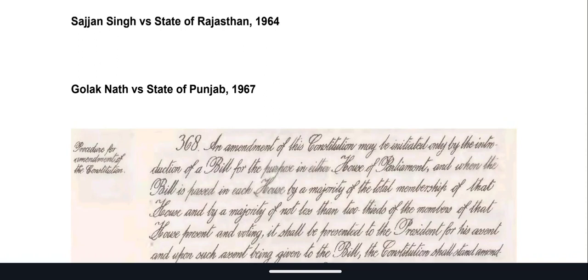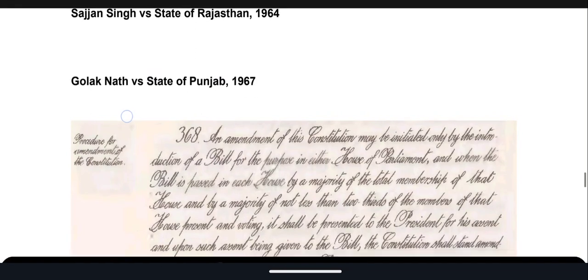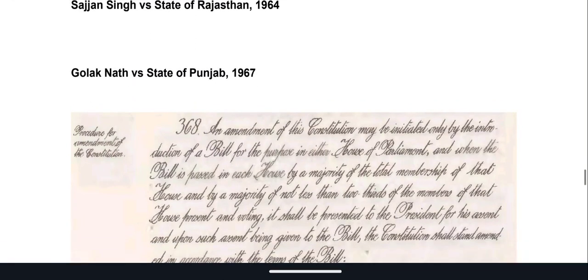Now, in Shankari Prasad, I concluded that the constitutional amendment is not an ordinary law. Let us assume I prove that the constitutional amendment is also an ordinary law, can it take away or abridge the fundamental rights? No, it cannot do that. So the constitutional amendment got relief only because the Supreme Court said that the parliament has two kinds of power, that is ordinary lawmaking power and constituent power.